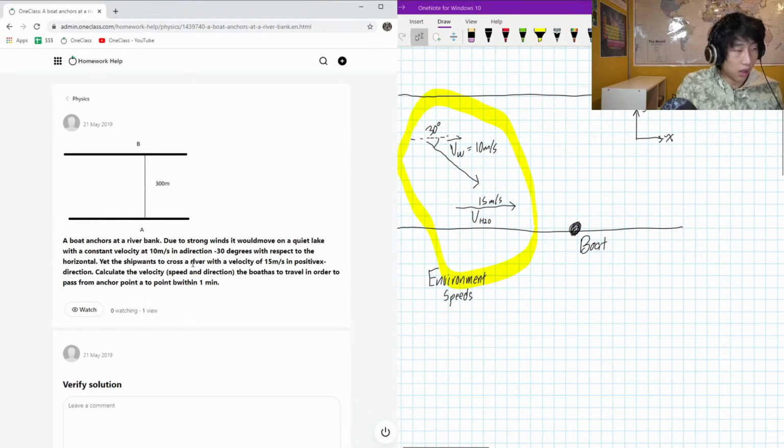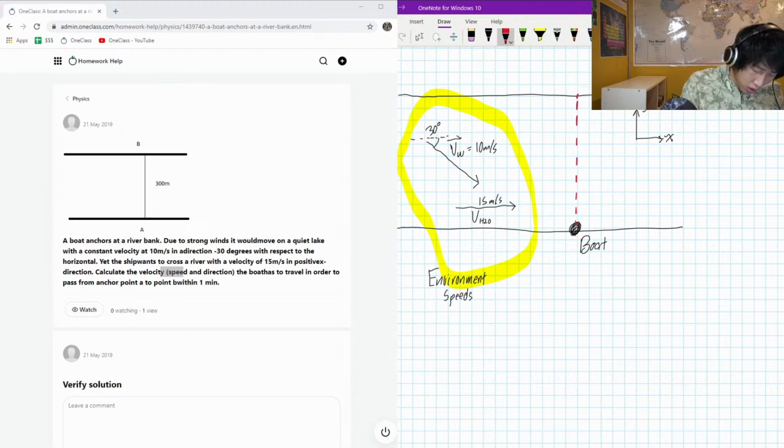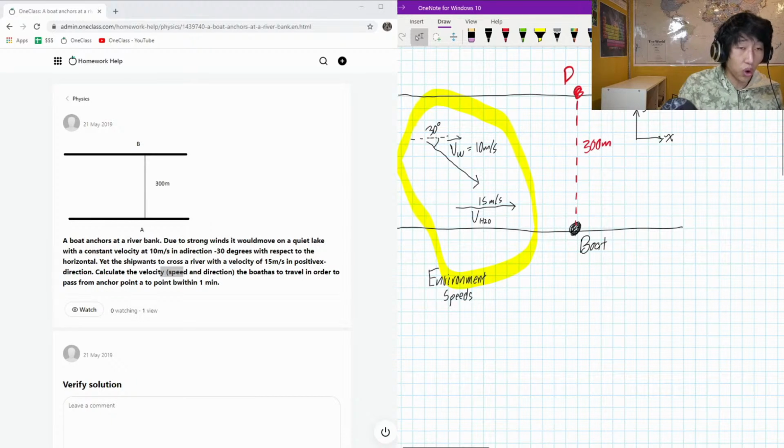Okay, cool. Now the ship wants to cross the river with a velocity of... okay, so we need to calculate the velocity that the boat needs to go in order to pass directly across in the y direction like this. Maybe I'll draw that path in red. And we know that this distance is our destination, D for destination, and we know that that is 300 meters. And we need to get there in 1 minute.